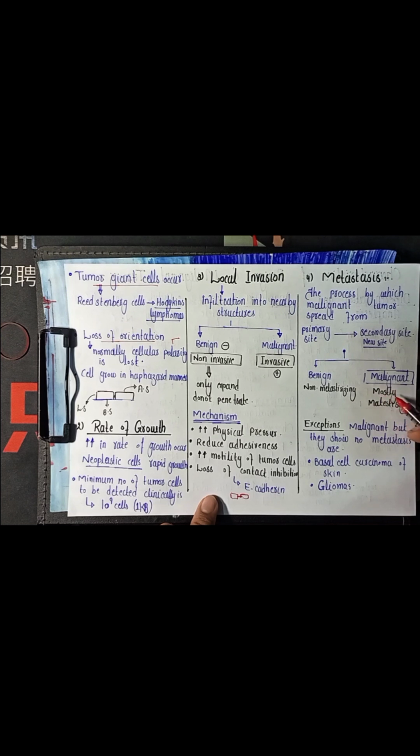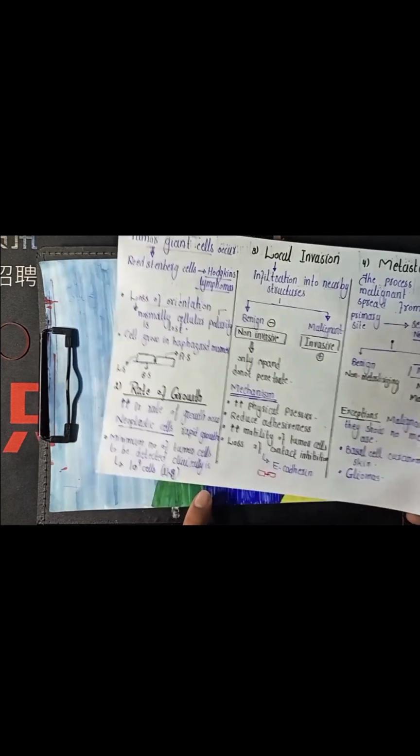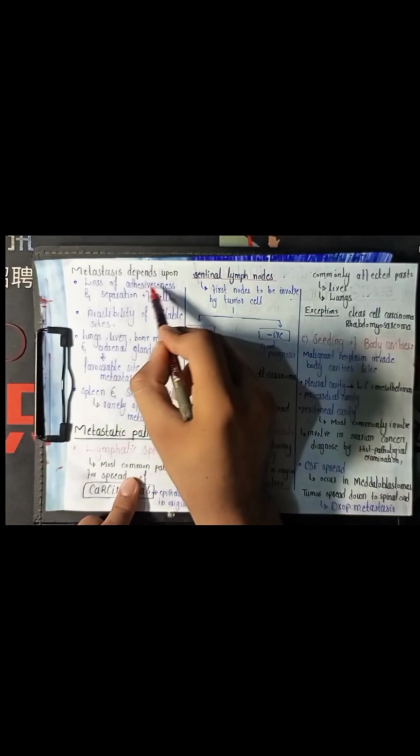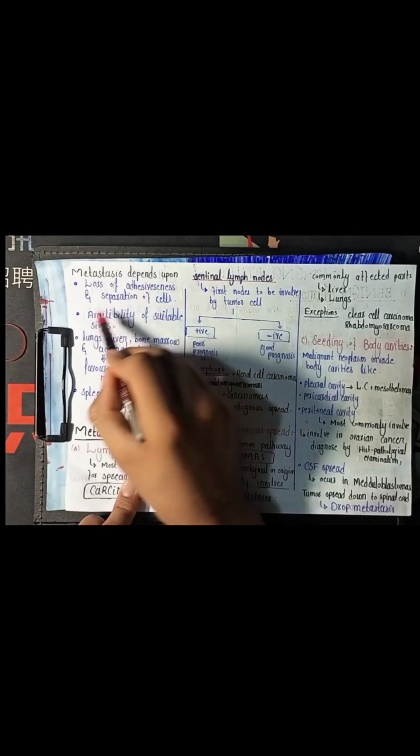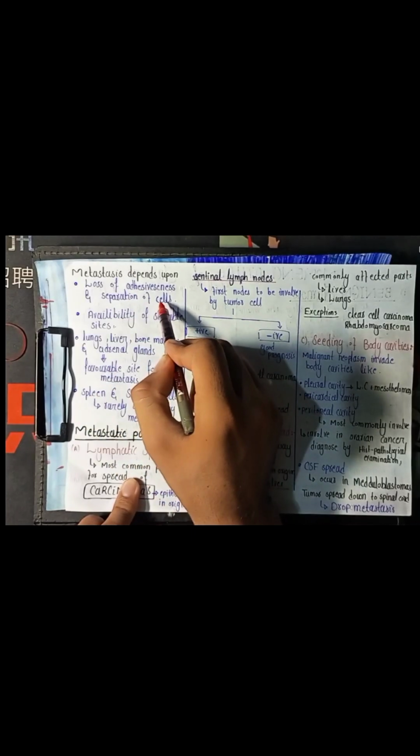Most malignant tumors show metastasis, but there are also certain tumors that are malignant but do not metastasize. They include basal cell carcinoma of the skin, which shows local invasion but does not metastasize to the other side. Similarly, gliomas, which are glial cell tumors, also show no metastasis. So metastasis depends upon the loss of adhesiveness and the separation of the cells from each other.